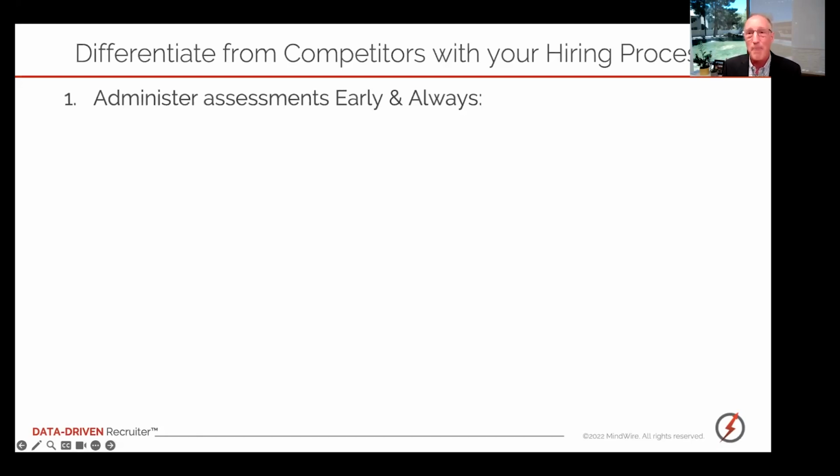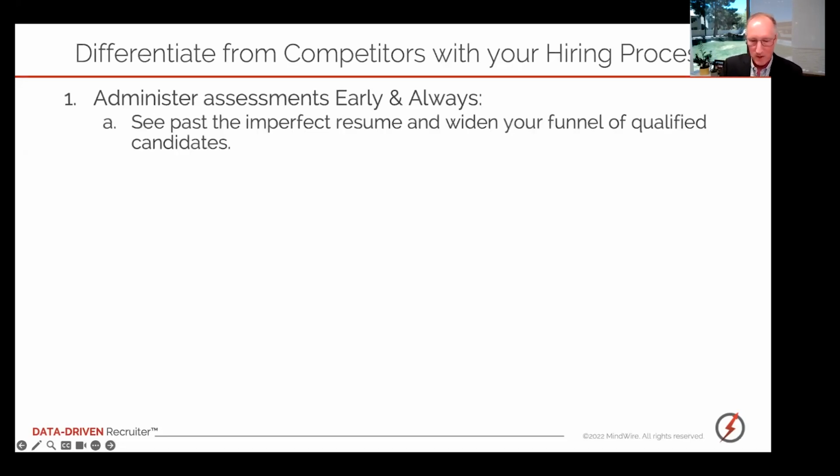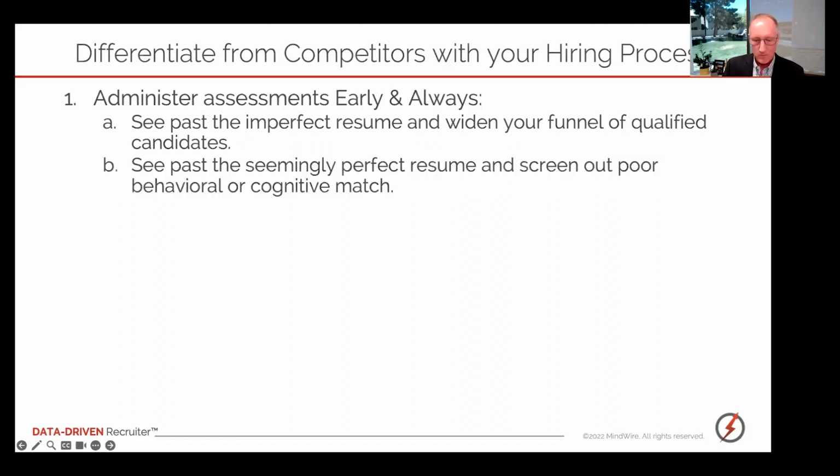The other thing is I'm missing out on all those people who may be just perfect behavioral and cognitive fits for the job, but I never see them because I'm using that piece of paper first. So when I use the assessments first, I can see past imperfect resumes. I can see past a resume that doesn't have the specific experience that I'm looking for and find people who are more likely to be trainable. This is basically saying the same thing, right? See past seemingly perfect resumes.